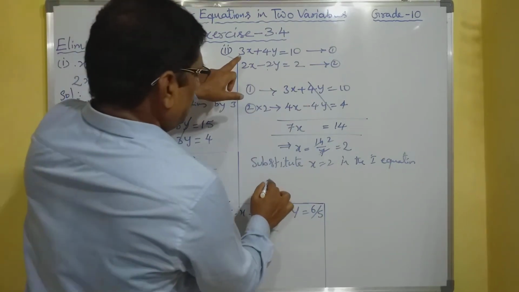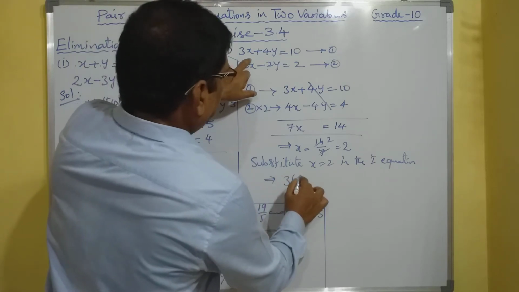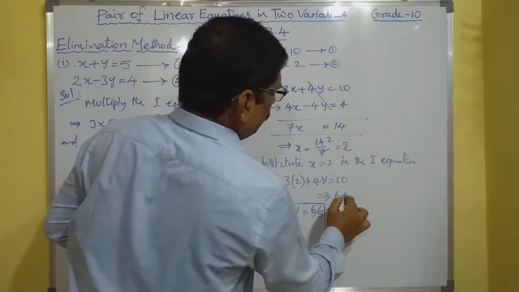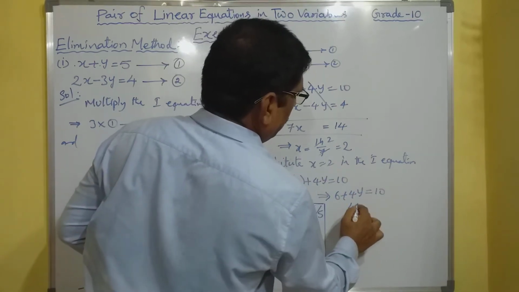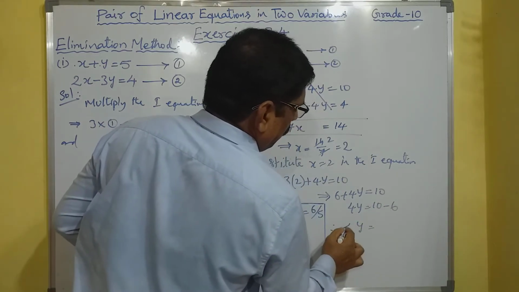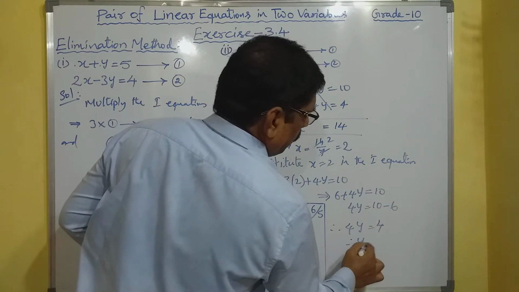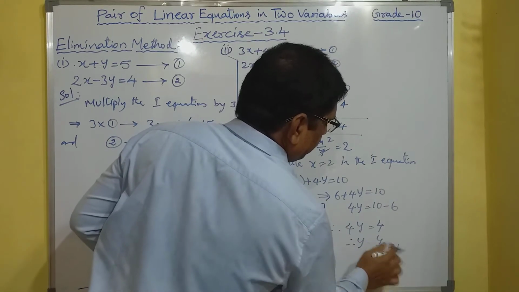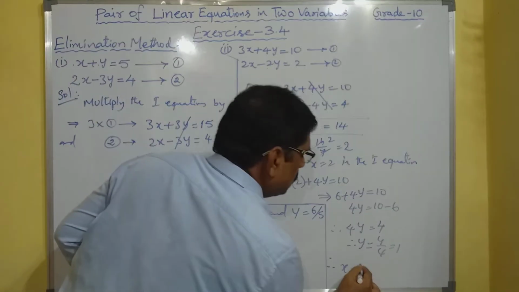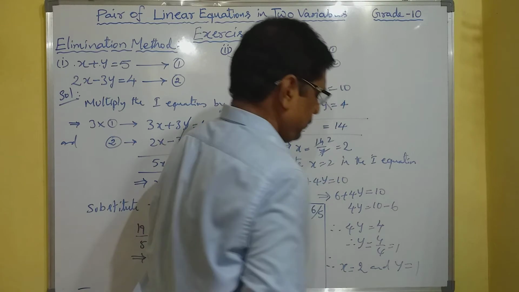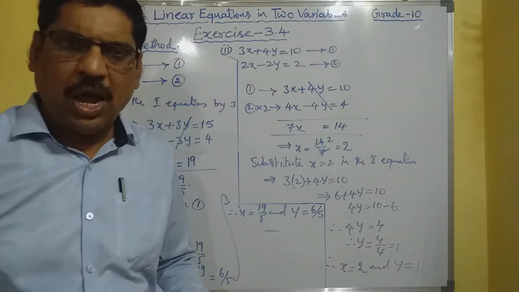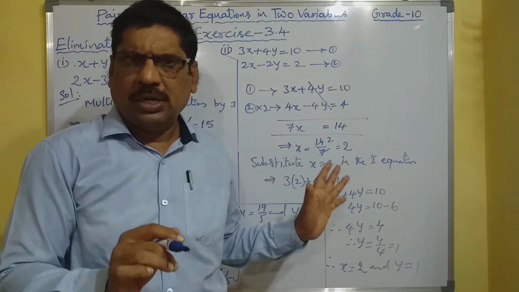Now we get 3 into 2 plus 4y is equal to 10. So 3 twos are 6, plus 4y is equal to 10. 4y is equal to 10 minus 6, and therefore 4y is equal to 4. Therefore y is equal to 4 by 4, we get 1. Therefore x is equal to 2 and y is equal to 1. This is the solution for the given pair of linear equations. I hope you understood the elimination method.